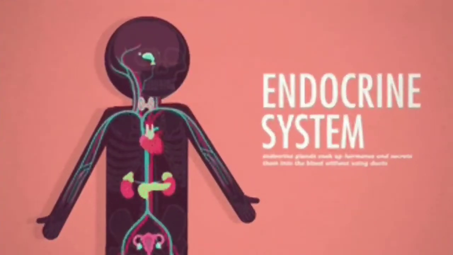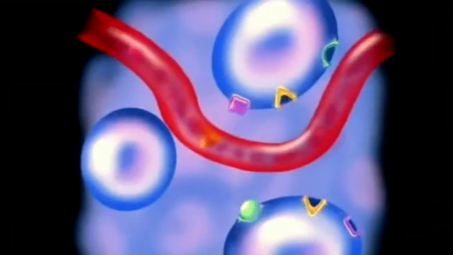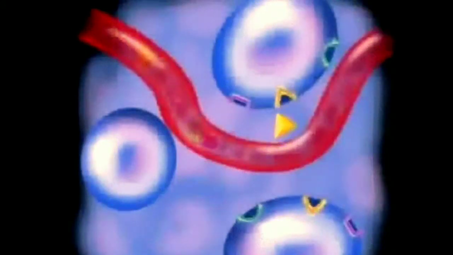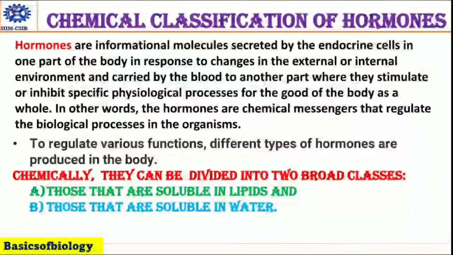In this video, we are going to discuss the chemical classification of hormones. Hormones are informational molecules secreted by the endocrine cells in one part of the body in response to changes in external or internal environment and carried by the blood to another part where they stimulate or inhibit specific physiological processes for the good of the body as a whole. In other words, hormones are chemical messengers that regulate the biological processes in the organism.